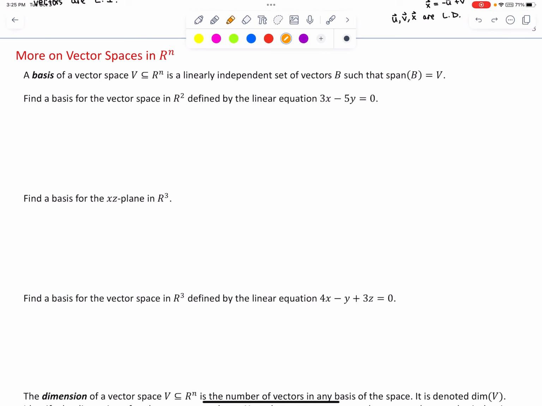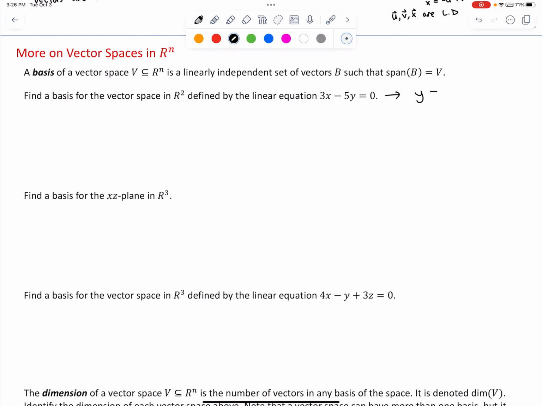A basis of a vector space V, which is a subset of Rn, is a linearly independent set of vectors B such that span of B will equal that vector space. So basically, B will be a minimum set of vectors such that the span of those vectors will produce the entire space in question. Find a basis for the vector space in R2 defined by the linear equation 3x minus 5y is equal to 0.